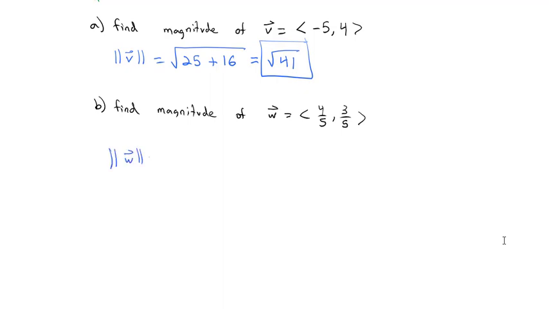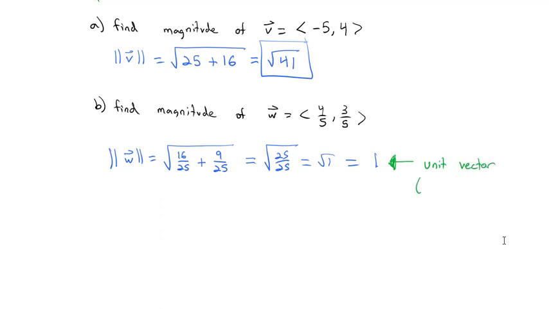Well, the magnitude of vector w is the square root of the x component squared, which is 16 over 25, plus the y component squared, 9 over 25, which is the square root of 25 over 25, or the square root of 1, which is just 1. And this is actually kind of interesting to us. Whenever a vector has magnitude of 1, we call that a unit vector. A unit vector has magnitude of 1.